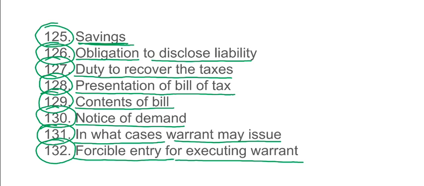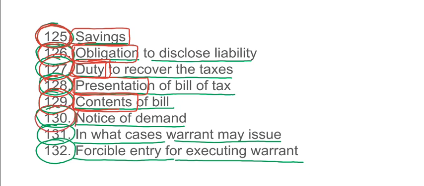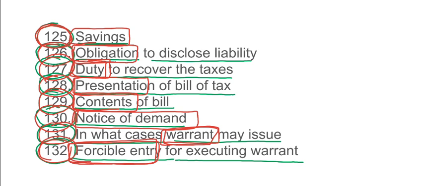The key terms for these sections are: for section 125 savings, for section 126 obligation, for section 127 duty, for section 128 presentation of bill, section 129 contents of bill, section 130 notice of demand, section 131 warrant may be issued, section 132 forcible entry in case of having warrant.